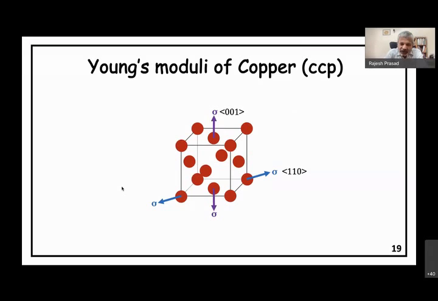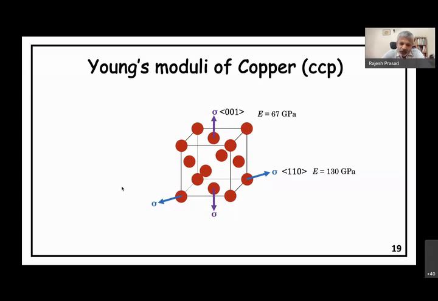And this actually is the case. So if one measures the Young's modulus along the 001 direction, one gets 67 gigapascal. Whereas along 110, it's 130 gigapascal, almost a factor of 2.